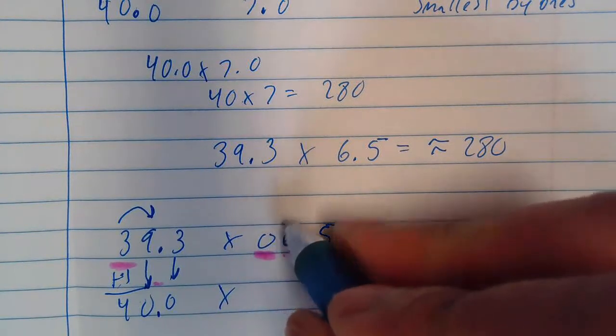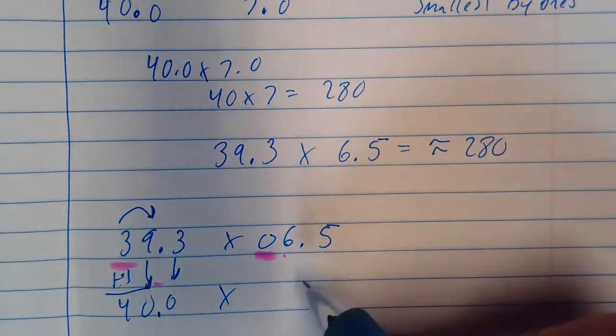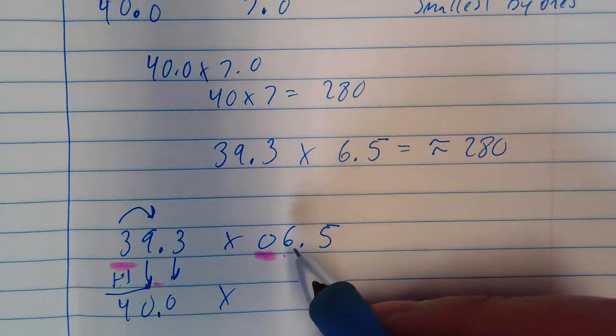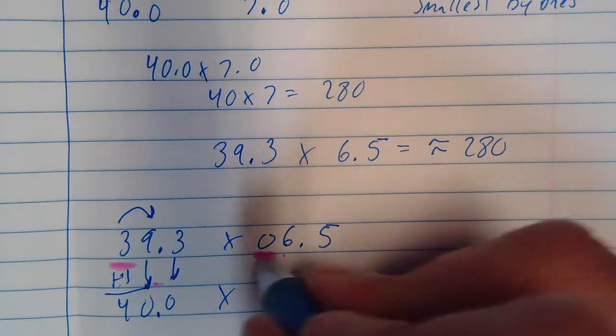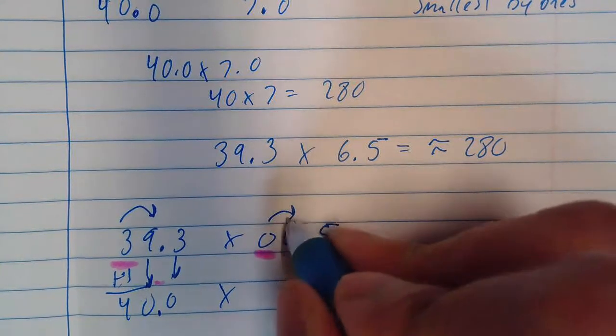Now, this is going to be weird. Sometimes the directions will say round to the nearest tens, but then you're going to say, but there's no tens place. This is where you have to use your little imagination, put a little place value holder, and then do what you got to do. I have 0.